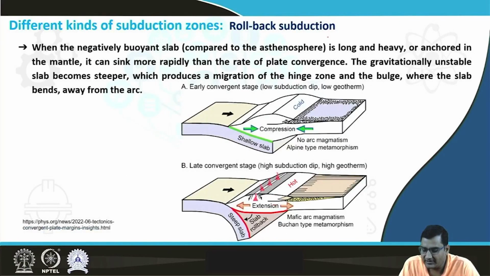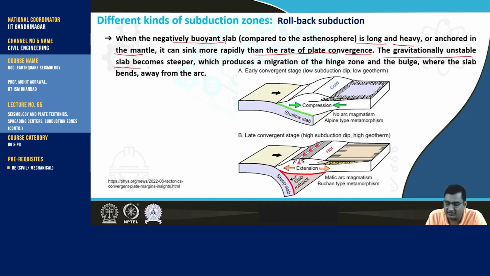There is another kind of subduction, that is rollback subduction, in which the negatively buoyant slab, as compared to the asthenosphere, is long and very heavy and anchored in the mantle, and it can sink more rapidly than the rate of plate convergence. The gravitationally unstable slab becomes steeper, which produces a migration of the hinge zone and the bulge where the slab bends away from the arc.